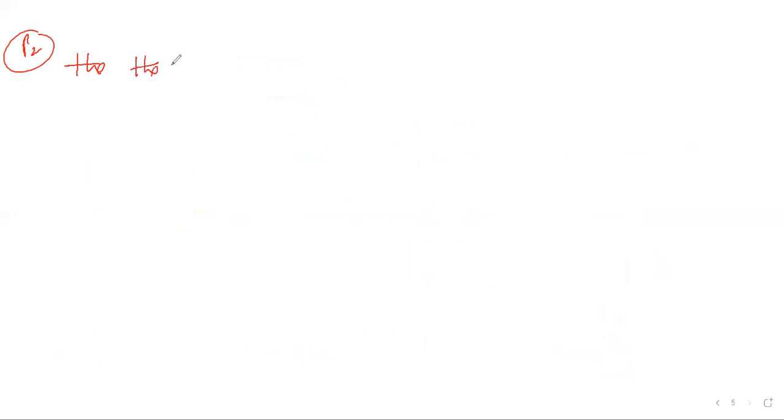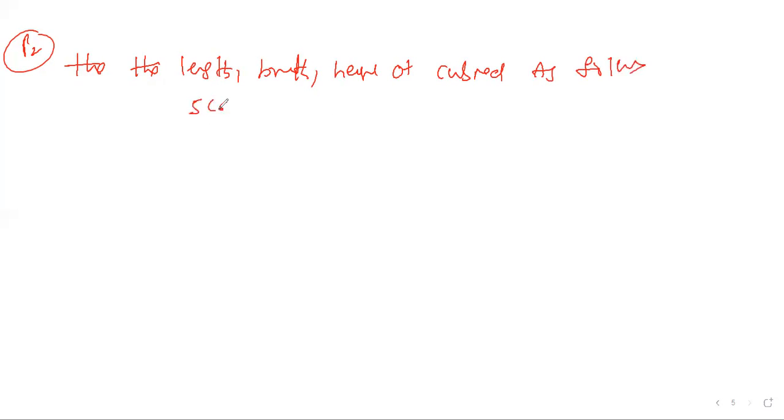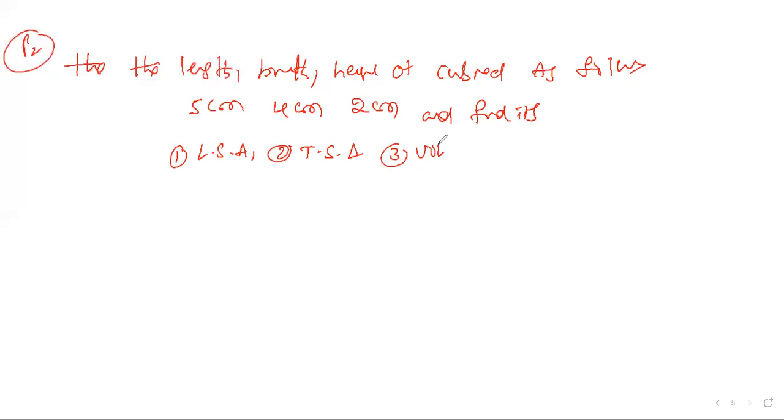The length, breadth, and height of a cuboid are 5 centimeters, 4 centimeters, and 2 centimeters. Find its number 1, lateral surface area, number 2, total surface area, and number 3, volume of the cuboid. This is the question.